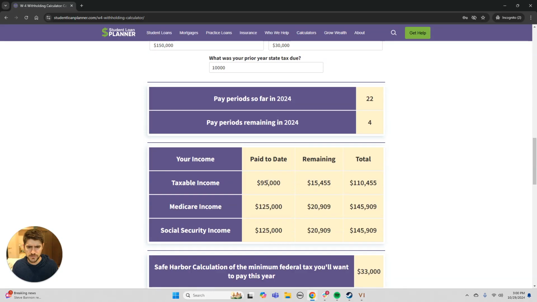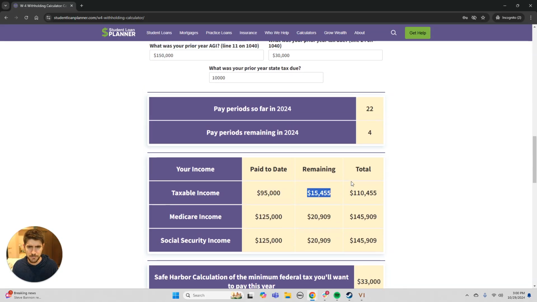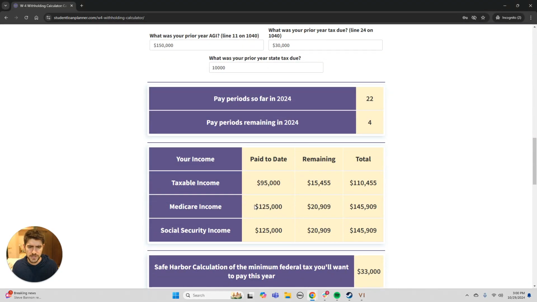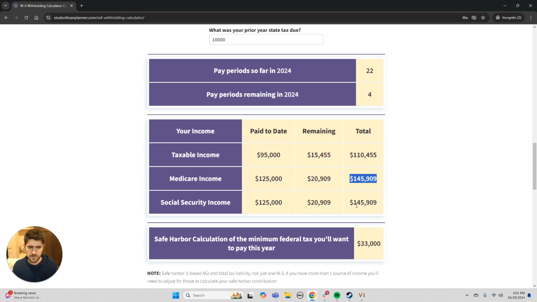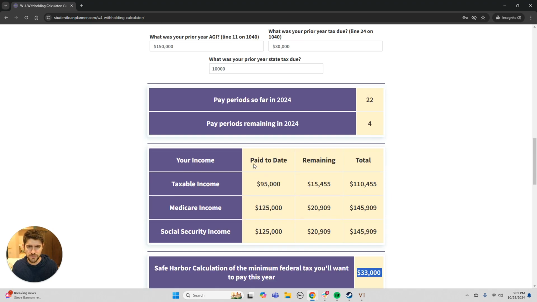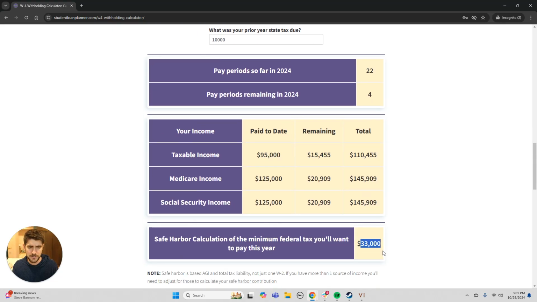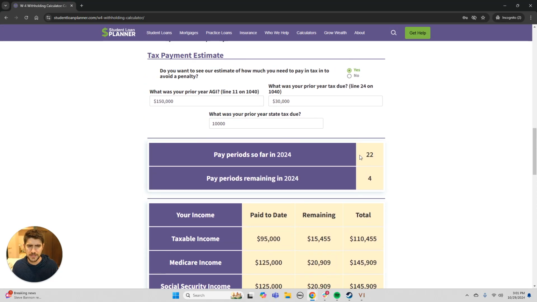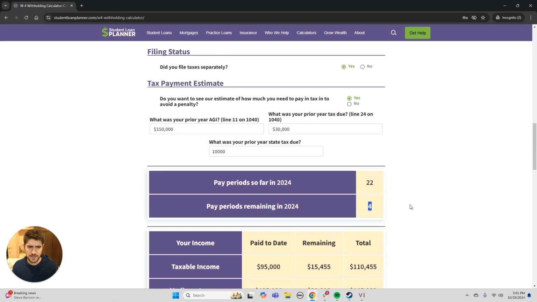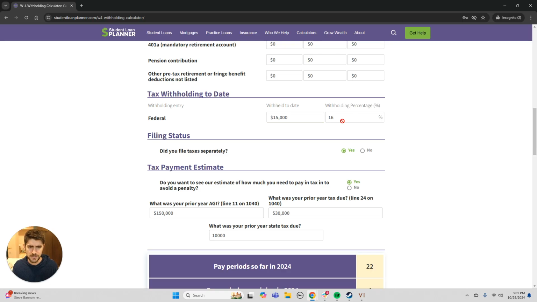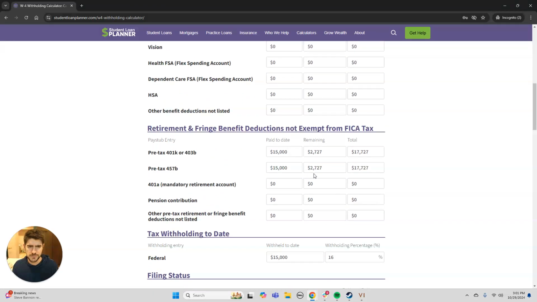So it's going to show you your taxable income, and the remaining amount of taxable income. Keep in mind that's being calculated based off of these fringe benefit contributions to retirement accounts. It shows you your Medicare and Social Security income. And obviously Medicare and Social Security income are different than your taxable income. It's going to estimate how much federal tax you would need to pay. In this case, it's saying 110% of the prior year tax liability. And then it's going to tell you how many pay periods you've had this year so far, and how many you've got left in the year. And it looks like it did also calculate that withholding percentage as a percent of your total.